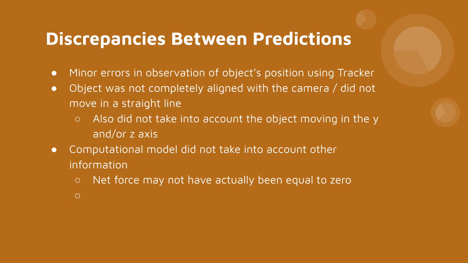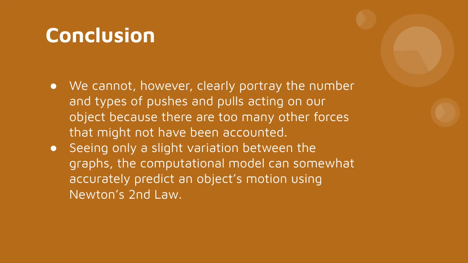The computational model may also not have taken into account other information. It was assumed that the object was moving at constant velocity, but the net force may not have actually been zero and could have been slightly greater than zero. We are not able to know exactly how many pushes or pulls are acting on the object because we cannot isolate the system. Other forces may have been acting on it, such as friction, air resistance, wind, or, if the table was even slightly slanted, gravitational force.